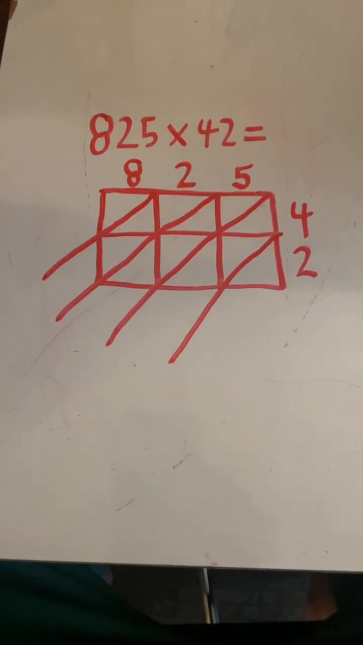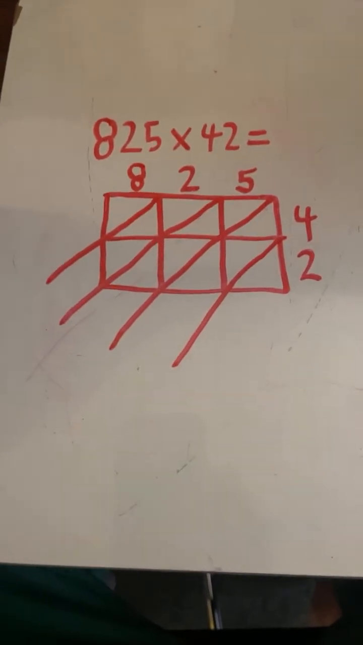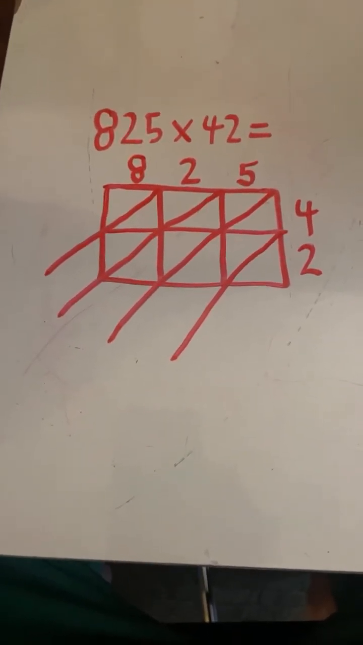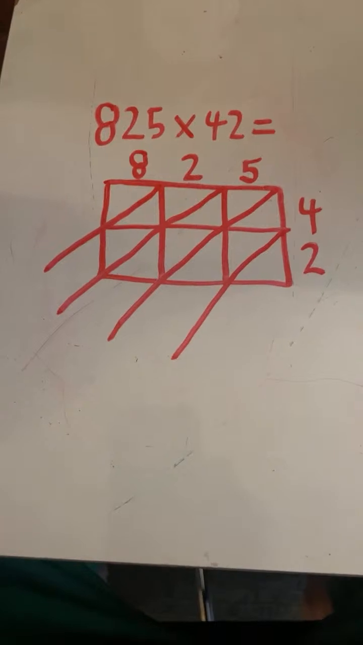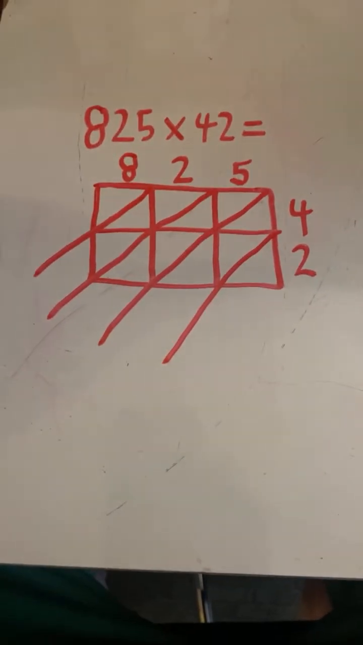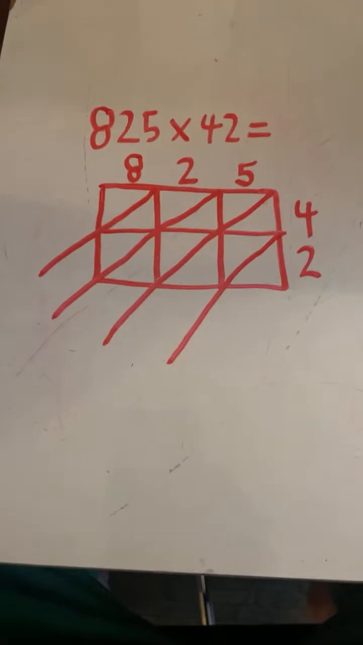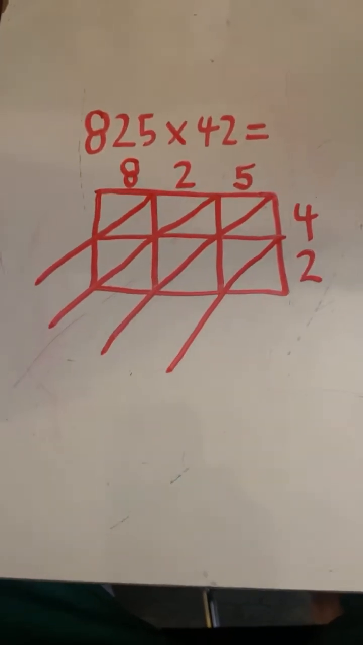So this video, again, is going to focus on 3-digit by 2-digit multiplication. That is my focus for this weekend since that's what my students requested. But I'm going to be using a different method. I'm going to be using what is called the lattice method. Our model example problem is 825 times 42. I'm going to go through how to solve that problem using this new method.